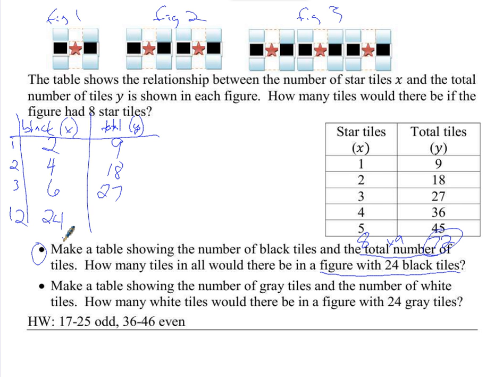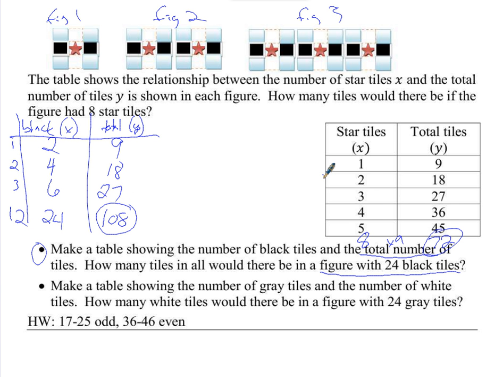Well, what's the relationship between the figure number and the number of tiles total? What's that? Multiply by 9. So if I take 12 and I multiply by 9, I get 108. So the answer is 108 tiles. Again, the power of the table lets you go back to what we just did over here and then come up with the actual answer.